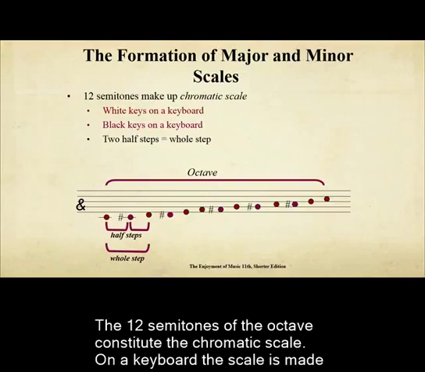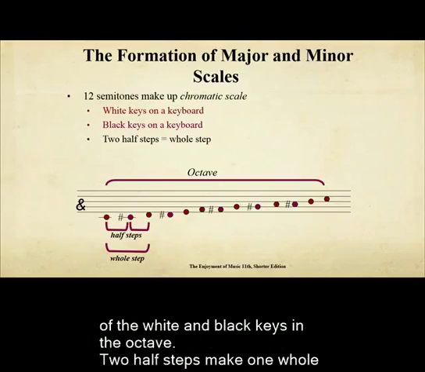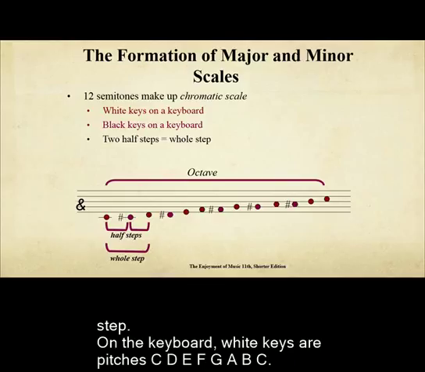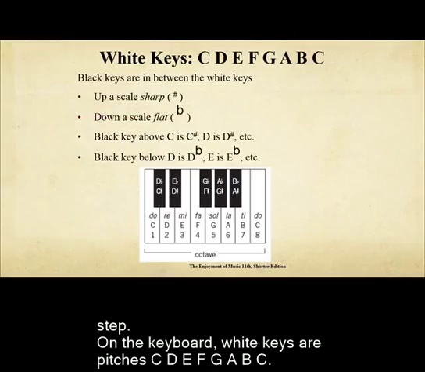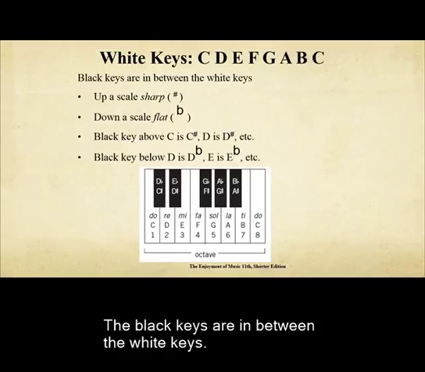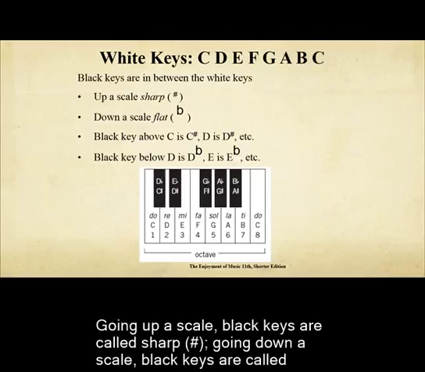On a keyboard, the scale is made up of white and black keys in the octave. 2 half steps make 1 whole step. On the keyboard, white keys are pitches C, D, E, F, G, A, B, and C. The black keys are in between the white keys. Going up a scale, black keys are called sharp. Going down a scale, black keys are called flat.